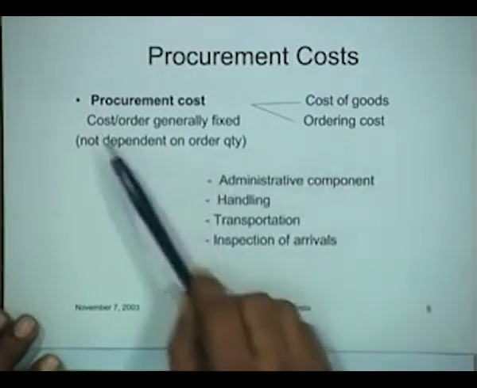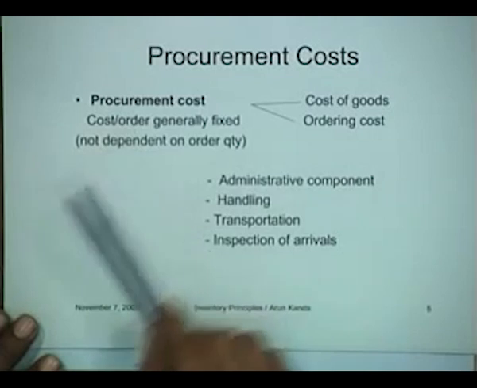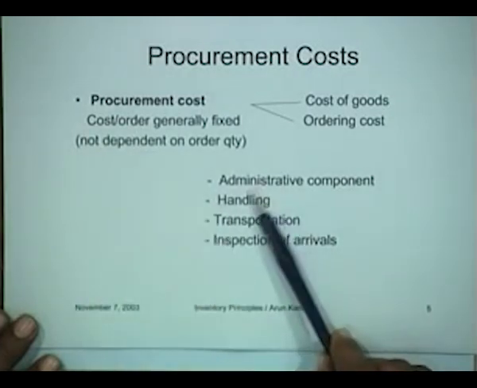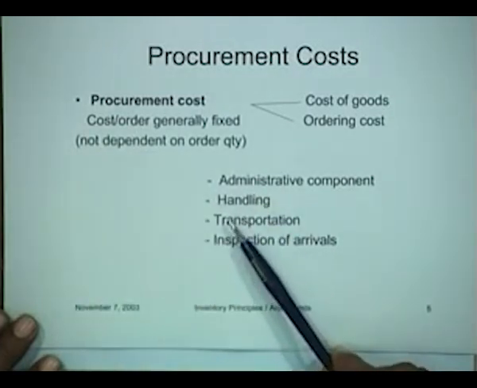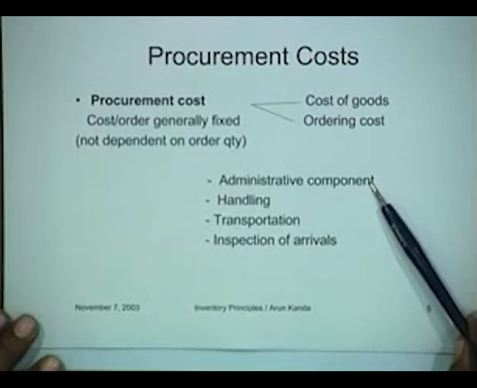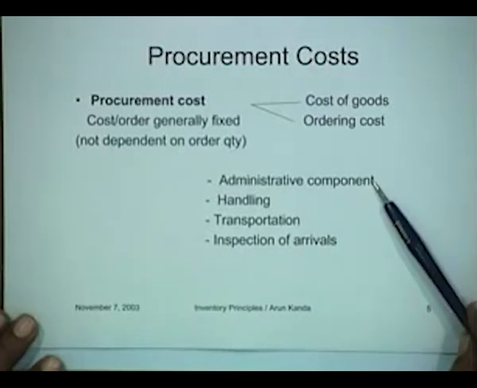However, this cost per order that we are talking about generally contains these components in an industry. It talks about an administrative component. The administrative component is the cost of preparing the purchase order, doing all the paperwork, placing and making all the inquiries which are required on telephones, faxing, and other things.